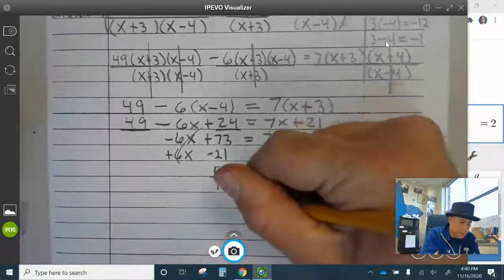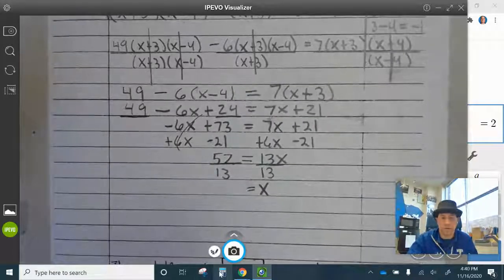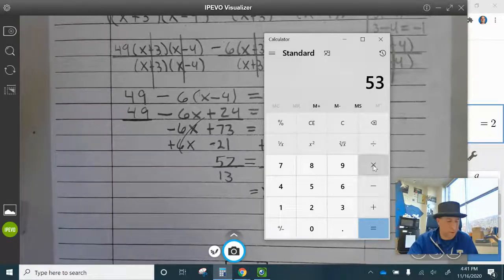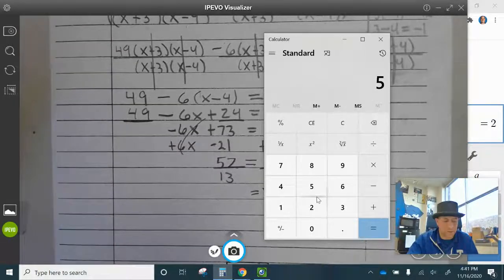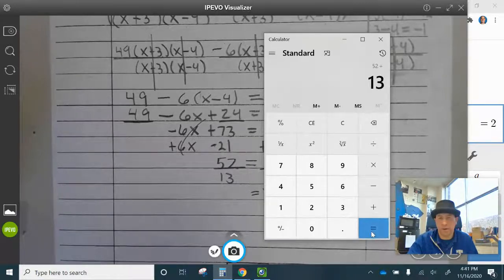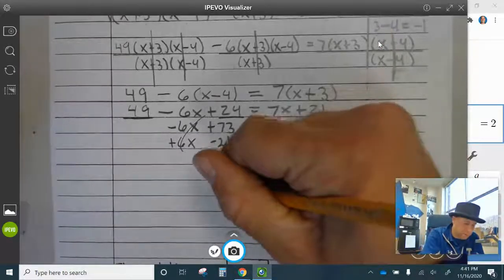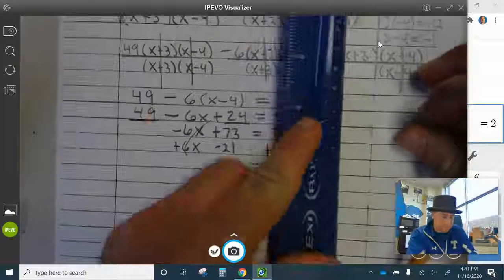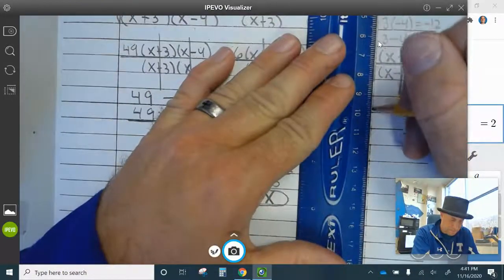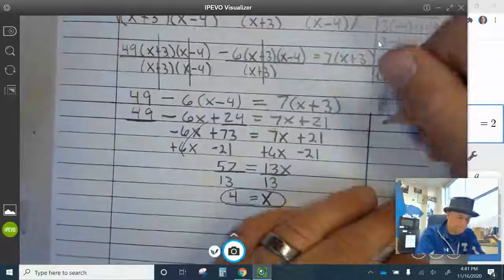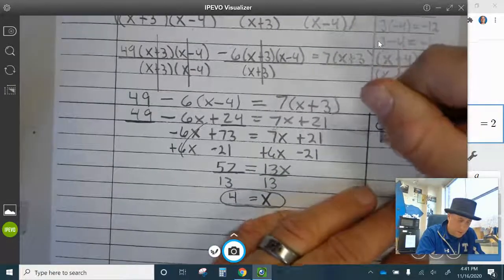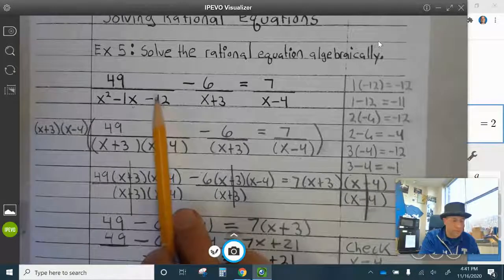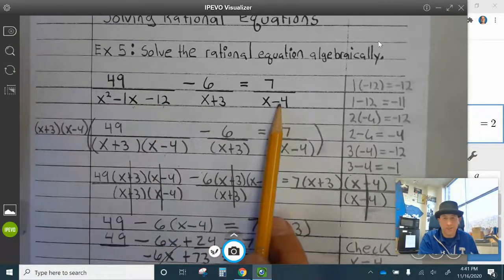Okay, so then x equals, what's 52 divided by 13? I'd guess 4, but I could be wrong. 52 divided by 13 is 4. Okay, so x equals 4. But we need to check x equals 4. So we're going to plug in 4 back into this, and if the left side equals the right side, it's a solution. If it's not, then it's an extraneous solution.